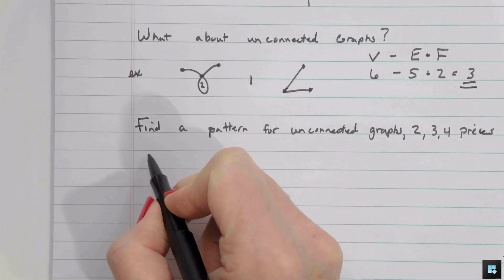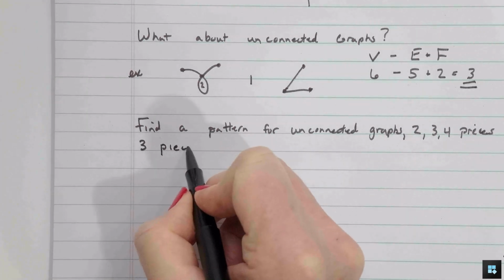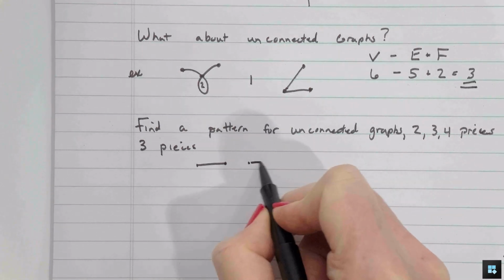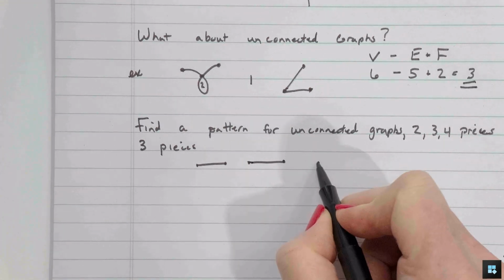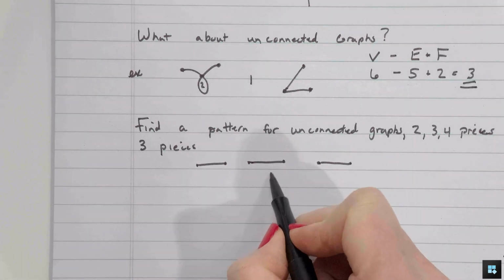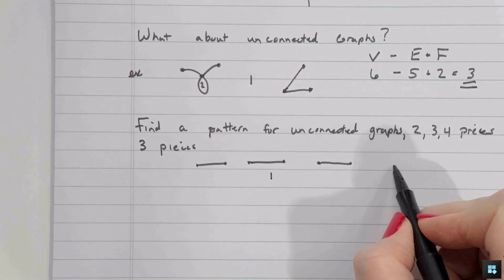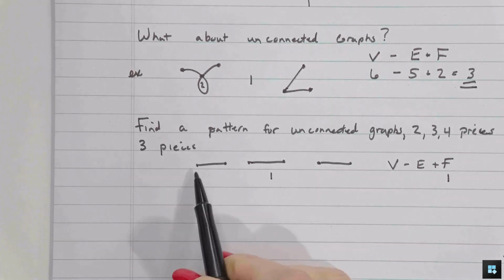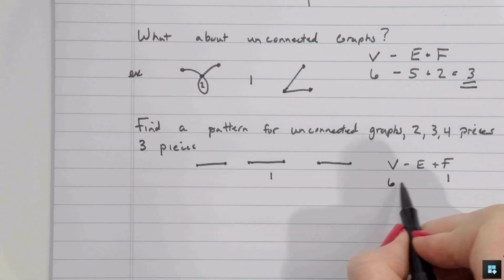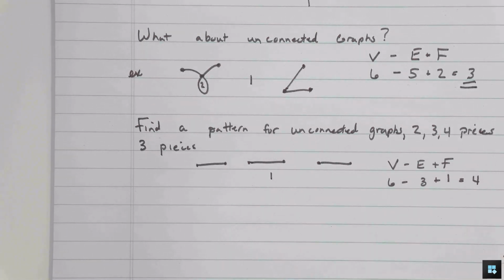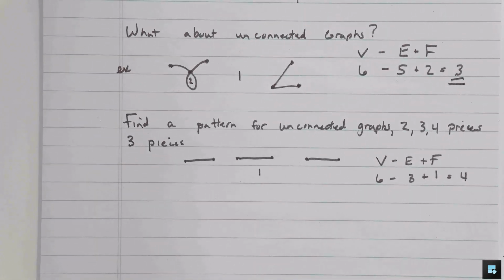And then, if we have 3 pieces, we can emulate one of the students I saw who did just the simplest connected graphs. So you have one face that they all share on the outside. One, 2, 3, 4, 5, 6 vertices and 3 edges. 4. Okay. Anybody else get 4 when they did 3 pieces? Yeah. Okay. See, lots of hands went up. Great.